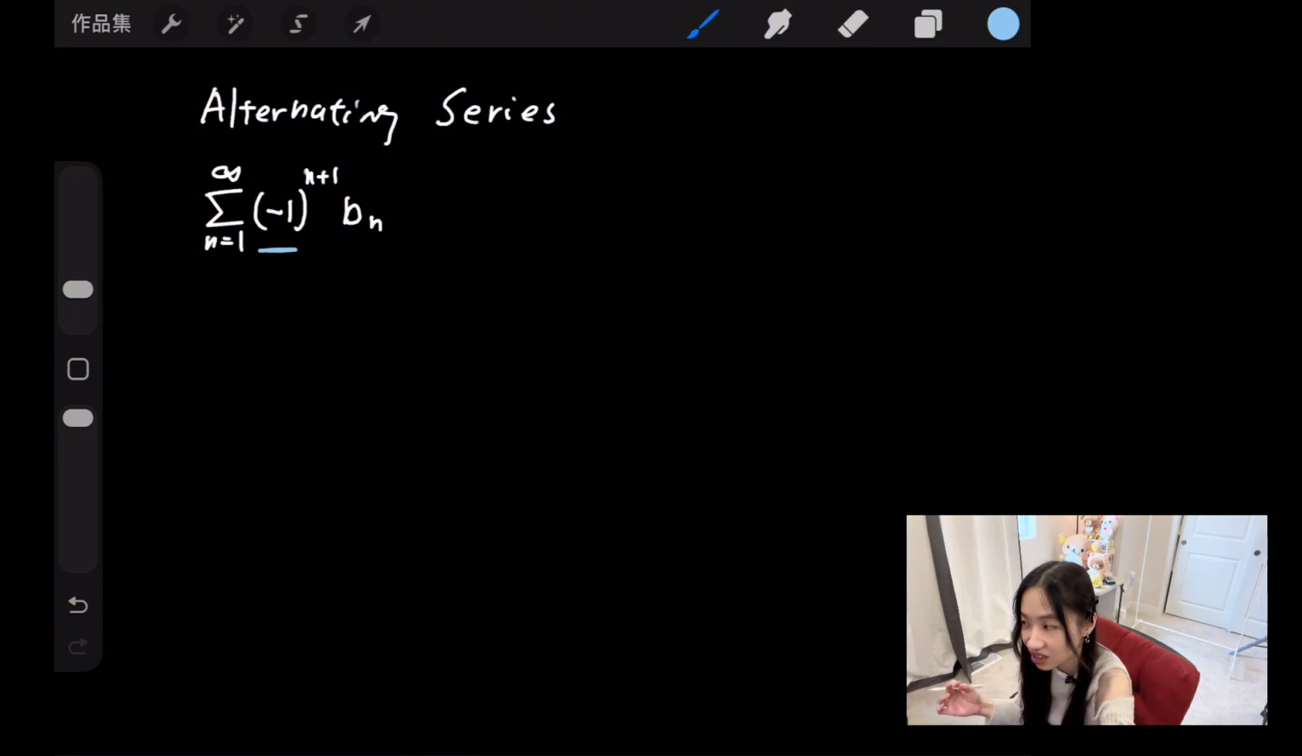But actually, it converges in some cases. Under certain conditions, it will converge. And you'll be like, what happened? So let's draw a picture, then you will know why.